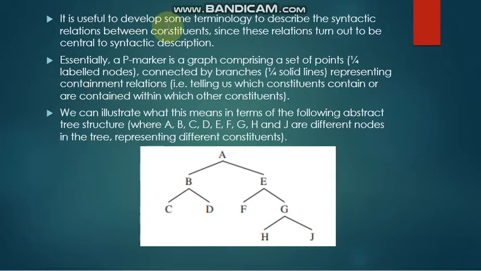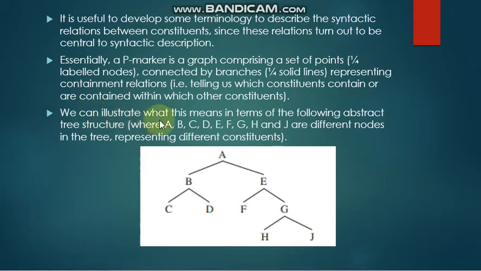Now, it is useful to develop a graph to describe these syntactic concepts, since they are central to syntactic description. Essentially, a phrase marker is a graph comprising a set of points, called labeled nodes, connected by branches, called solid lines, representing containment relations. Okay, so what does it mean, containment relations? Telling us which constituents contain or are contained within which other constituents.